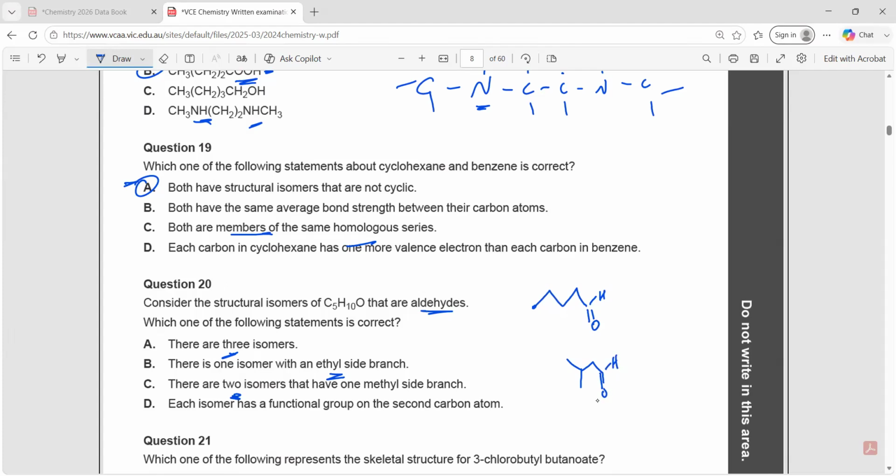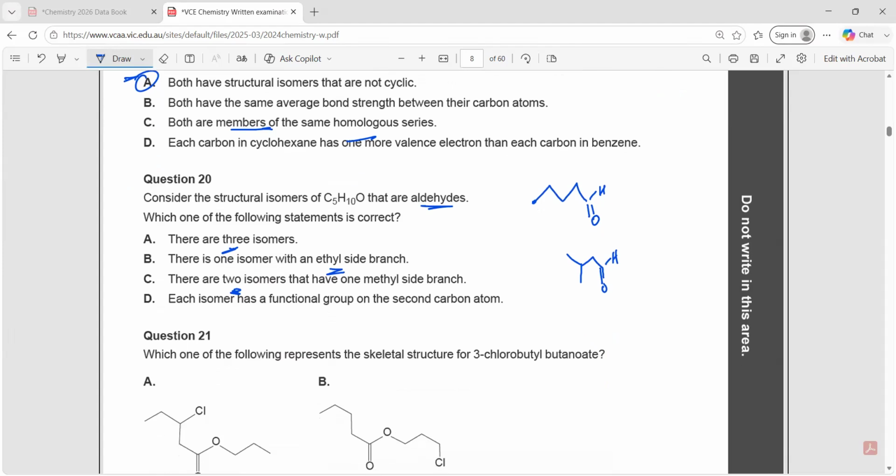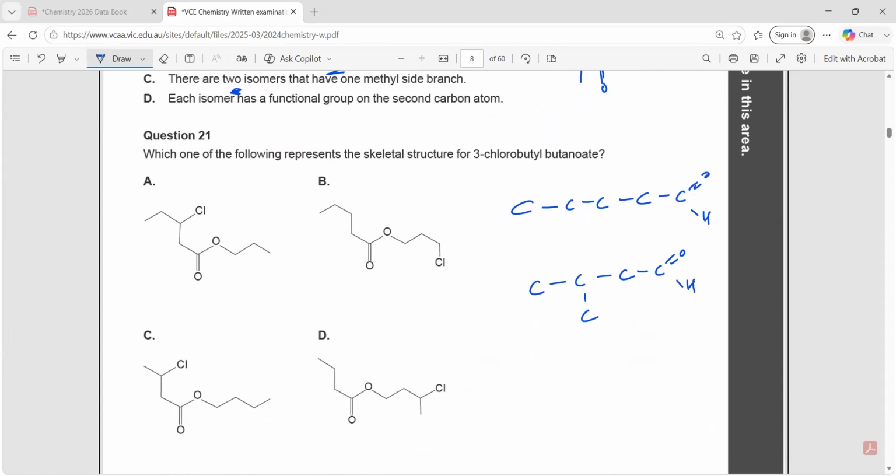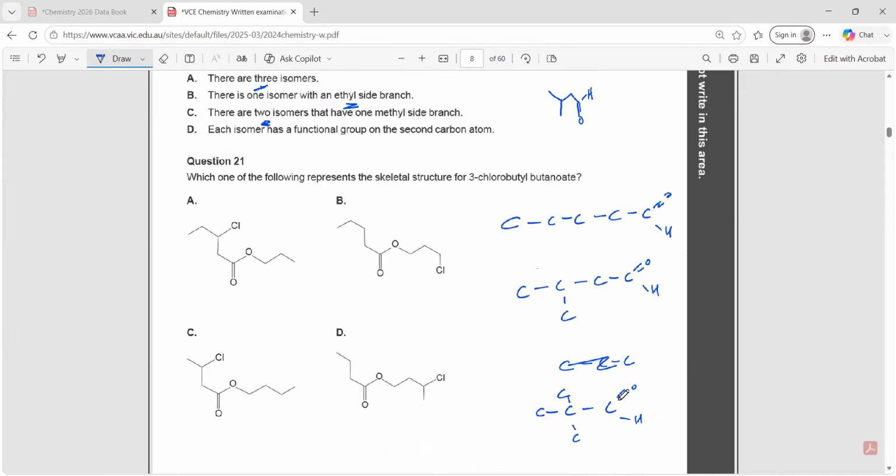Okay. Is there anything else we can do? I'm just gonna try it properly, actually. So that's one, and then we can do something like that. That's one other one, and then another one we can do is the other one we can do is this, CCCOH. That's three. Okay.